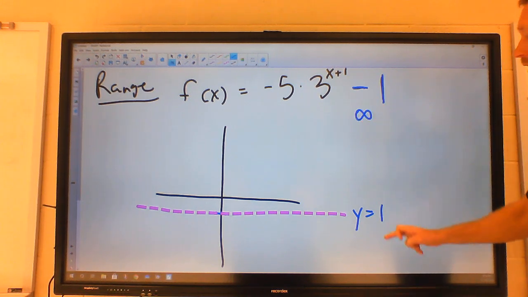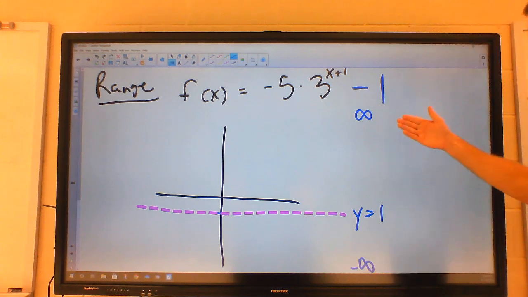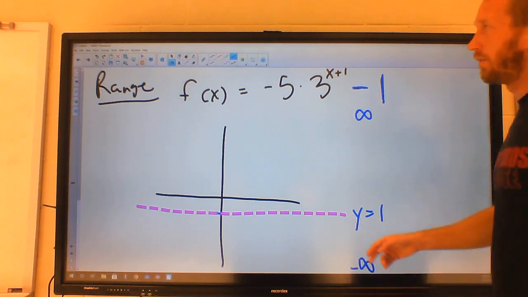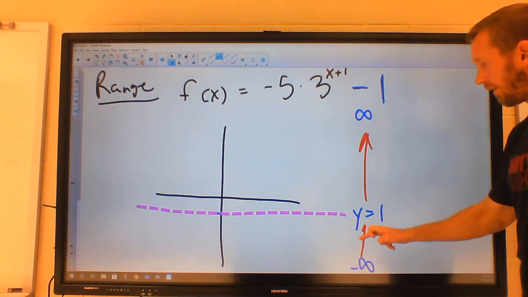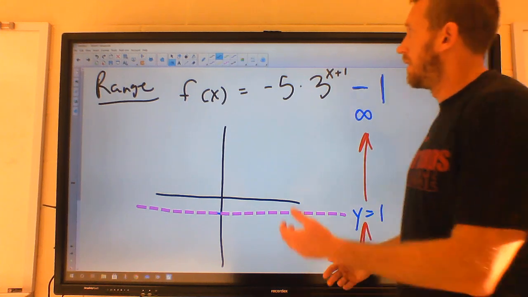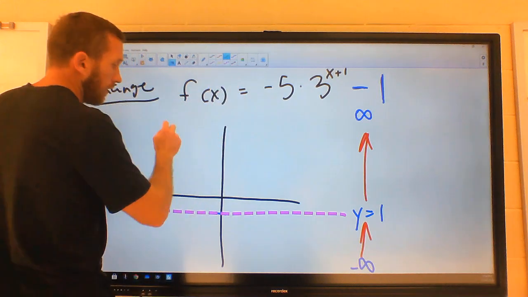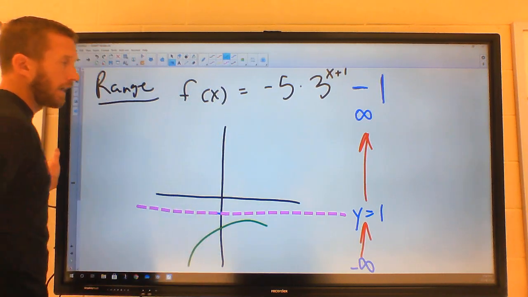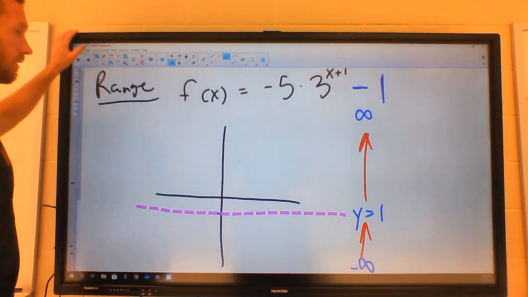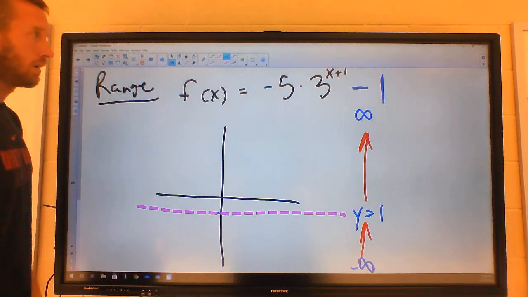Remember, infinity is all the way up here. Negative infinity is all the way down here. We're looking at one of these 2 intervals. Either our function goes from 1 to infinity or negative infinity to 1. That's our 2 options, right? Think about that. It's either above the asymptote or it's below the asymptote. That's all we have. It's the only possible options.